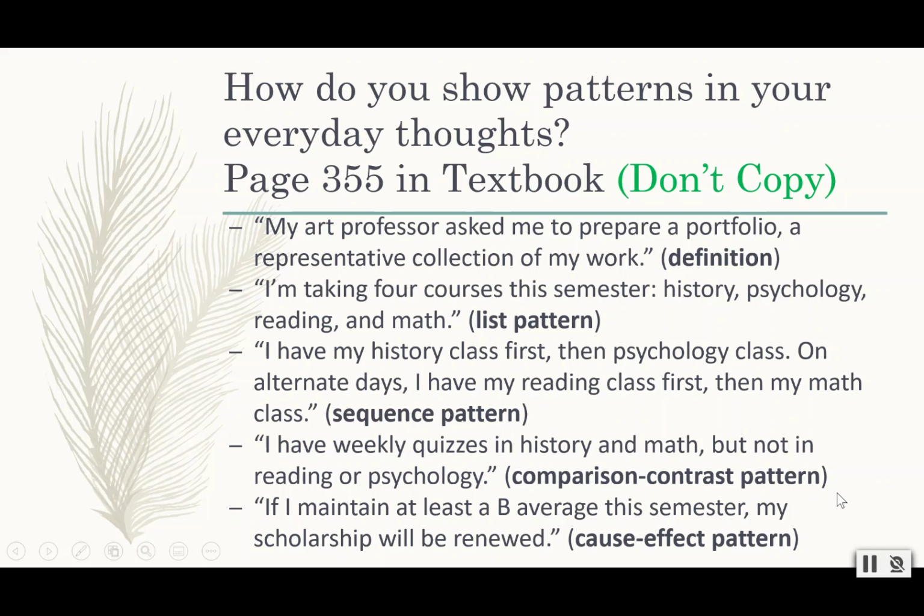Then we have compare contrast pattern. So here we're looking at the similarities when we compare 2 or more things, or the differences. We're contrasting 2 or more things. I have weekly quizzes in history and math, but not in reading or psychology. And then finally, our last pattern we're going to talk about is cause-effect pattern. So we have a cause, and then we have an effect because of that cause, or reasons why something happened, and then the result of it. So if I maintain at least a B average this semester, my scholarship will be renewed. Okay? So if you do the one thing, the other thing will happen.